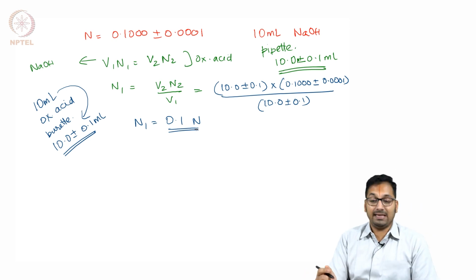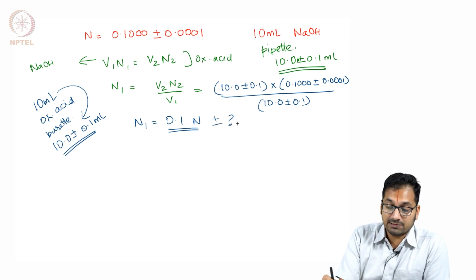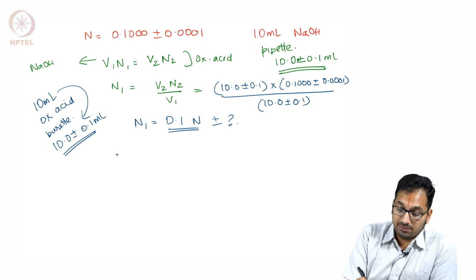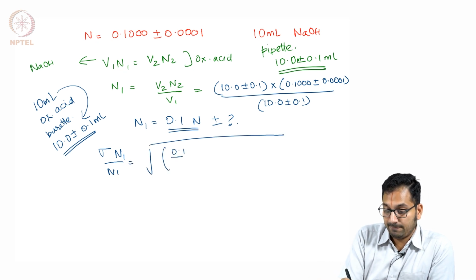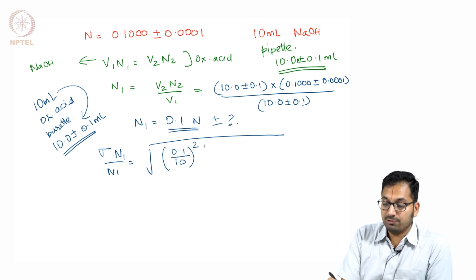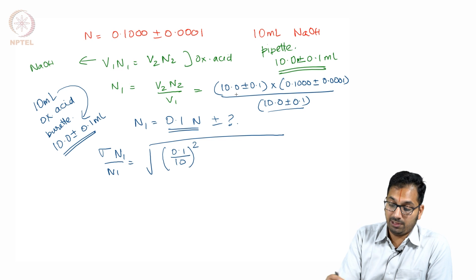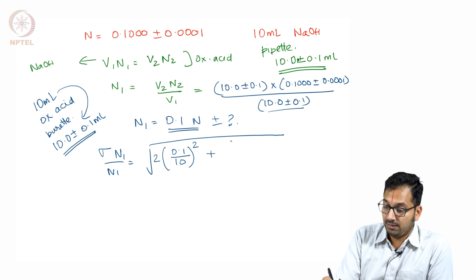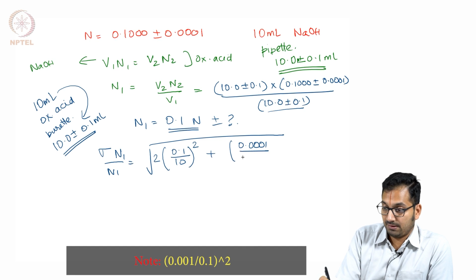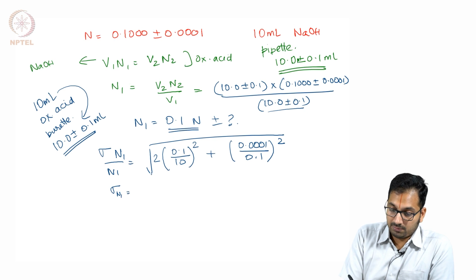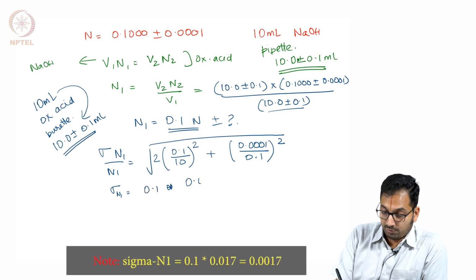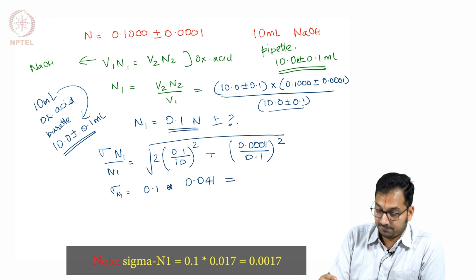Of course, this is not the point of the exercise. What we would like to understand is what is the error or the precision that goes with it. So the sigma N1 is going to be given by N1 times the square root of (0.1 by 10) the whole square plus (0.1 by 10) the whole square. Since we are going to write it 2 times because of the numerator and denominator, we can as well put a 2 there, times the whole square. So now sigma N1 comes up to be 0.1 times 0.041. So finally you are going to get something like, sorry, point.